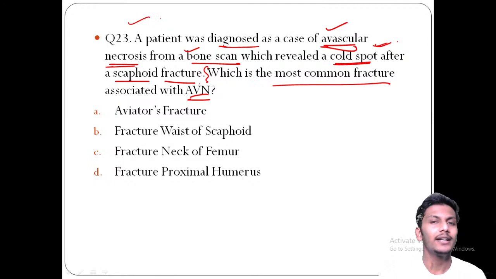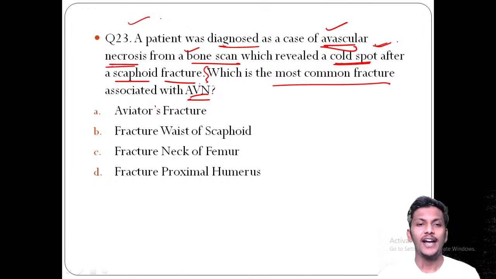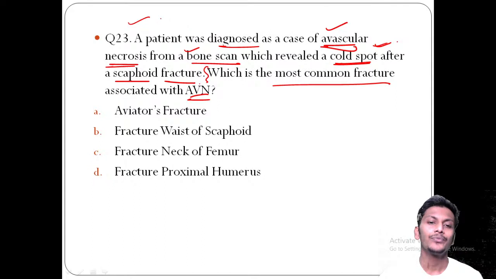They have given this description unnecessarily just to confuse you guys, right? So now just tell me what the answer is. Which is the most common fracture associated with avascular necrosis? Options are aviator's fracture, fracture waist of scaphoid, fracture neck of femur, fracture proximal humerus. What is your answer over here?